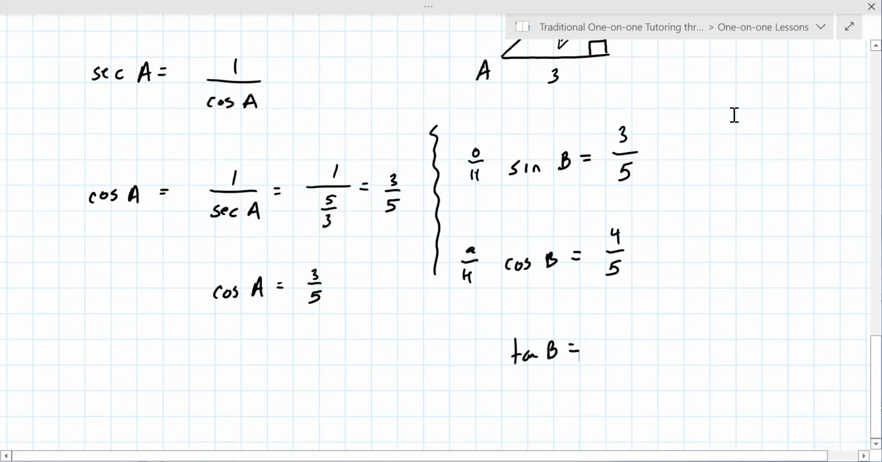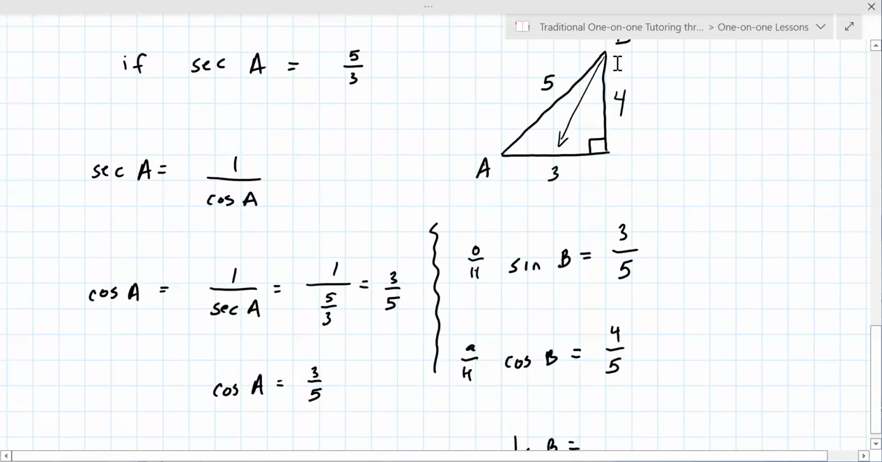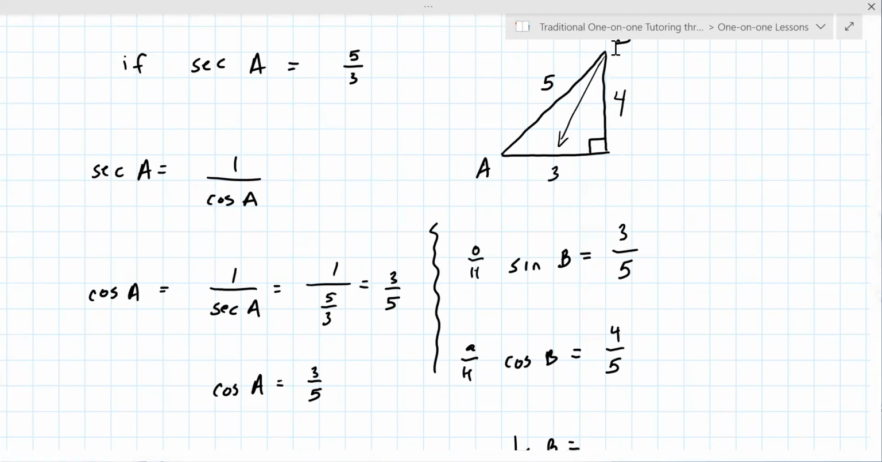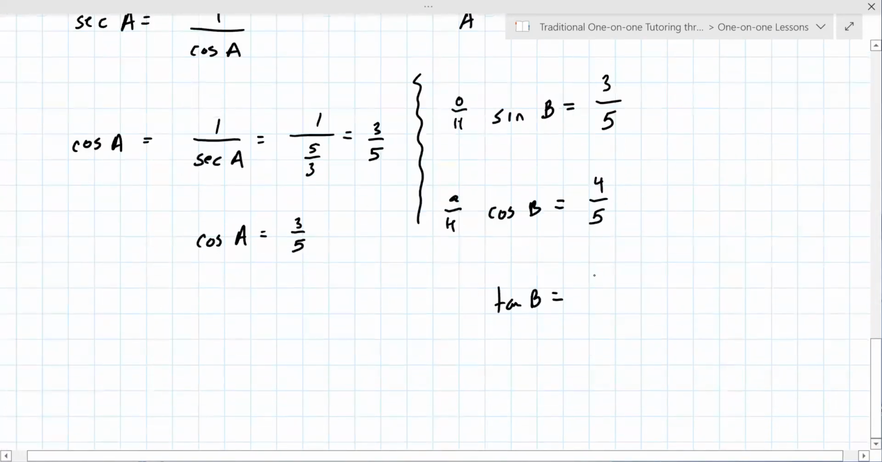Okay, and how about the tangent of B? Now I have to go back up and get the triangle here. So the tangent of B, tangent is opposite over adjacent. 3/4. 3/4. Very good.